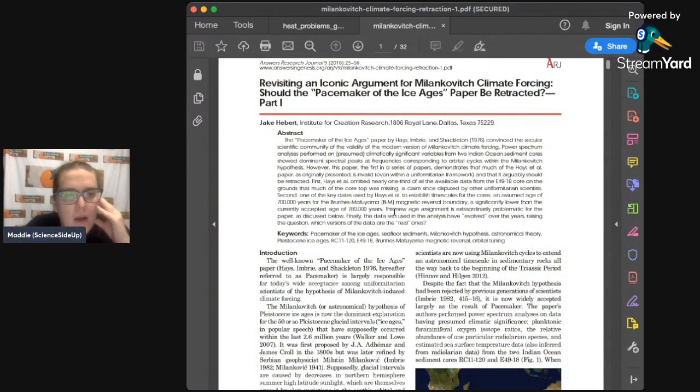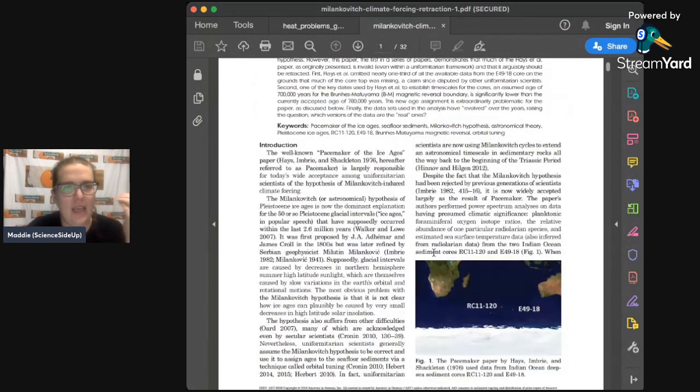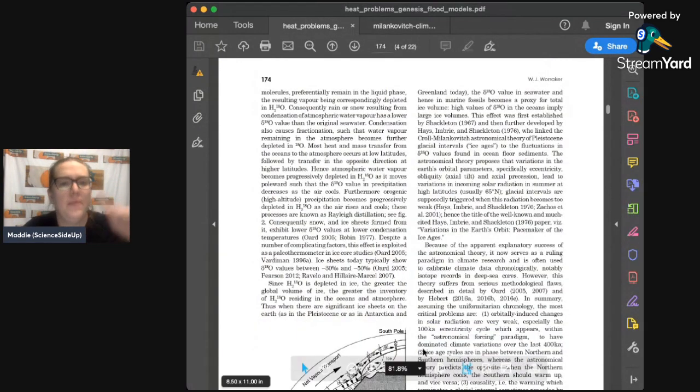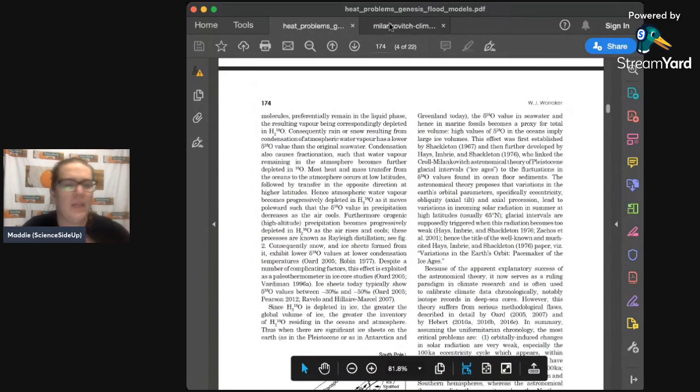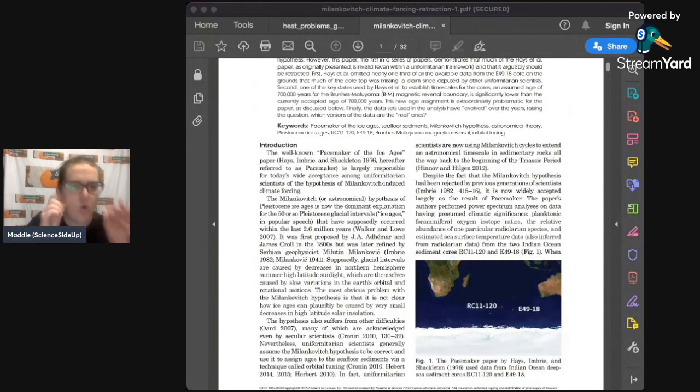Here we go. "This new age assessment is extraordinarily problematic for the paper, as discussed below. Finally, the data sets used in the analysis have evolved over the years, raising the question which versions of the data are the real ones." And so again, I kind of like scanning ahead. I don't know where the exact thing is, and it might actually be in the first paper's summary of the arguments, but I'm not going to worry about finding an exact quote right now.